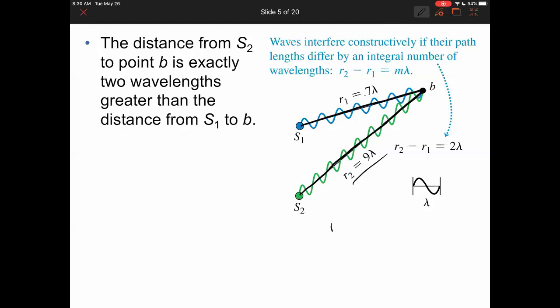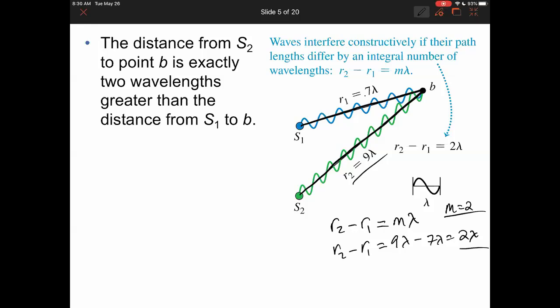Then what I have here is, if you remember, R2 minus R1 equals M times lambda. But what I get here is this: R2 minus R1 equals 9 wavelengths minus 7 wavelengths, so I get 2 wavelengths. That means in this case M is 2, because this 2 represents by how many wavelengths, or how many crests you can think of, one wave is different from the other one.